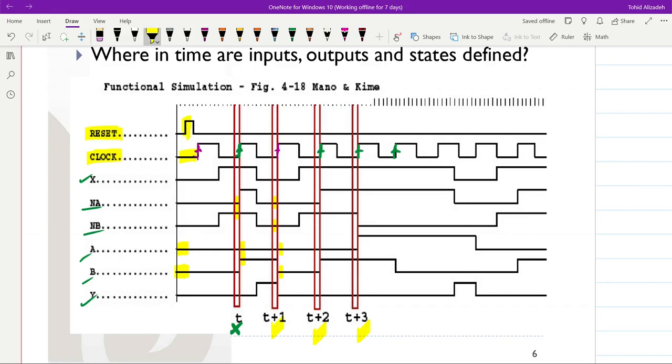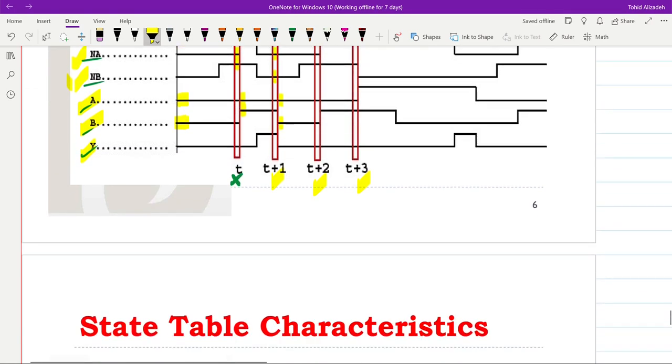Apart from A and B, which change their value after the rising edge of the clock, the others, like Y, X, and NA and NB, which are the next values for A and B, could change their value at any time depending on whether the X has changed its value or not. Okay, but for A and B themselves, for the output of the flip-flops, they will be changed only after the rising edge of the clock.